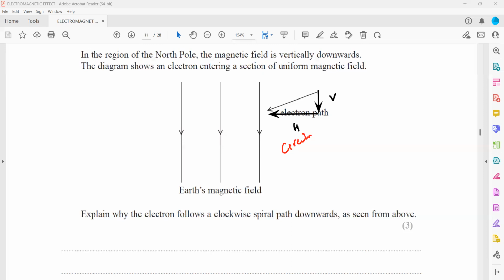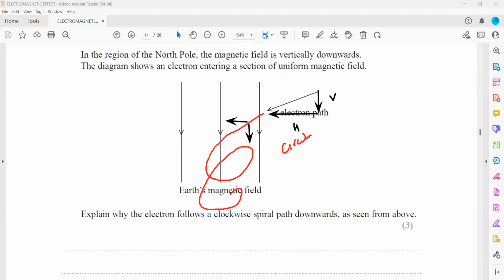So this electron will move in this manner, because two components of velocity are there at all the points. One is parallel to the magnetic field, another one is perpendicular to the magnetic field. Perpendicular causes circular motion, and the component parallel to the magnetic field will not cause any change in the velocity, but is still there. That's why it will move downward.